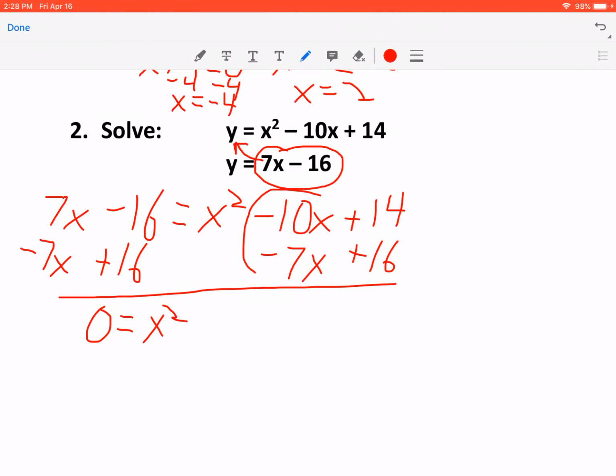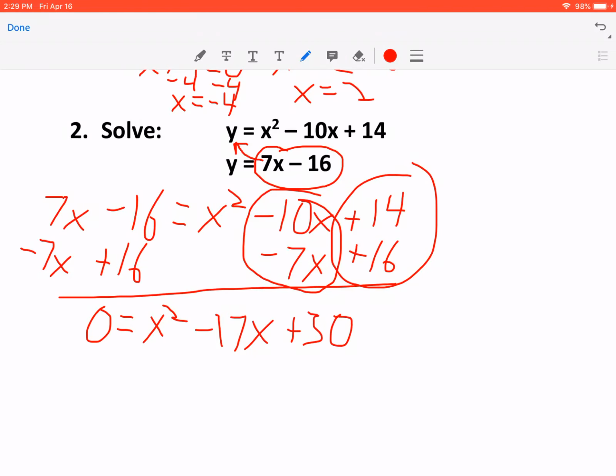What's a negative 10x and a negative 7x? That's minus 17x. What is 14 and 16 added together? That's plus 30. So, again, factor it. The only way to get x squared is x and x. I need two numbers that when multiplied give me a positive 30, but add up to a negative 17.